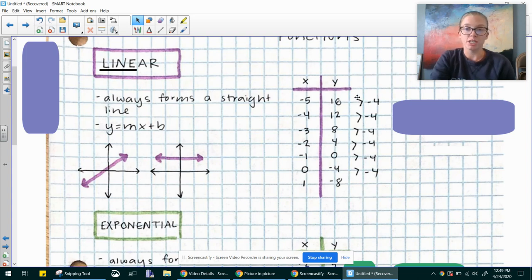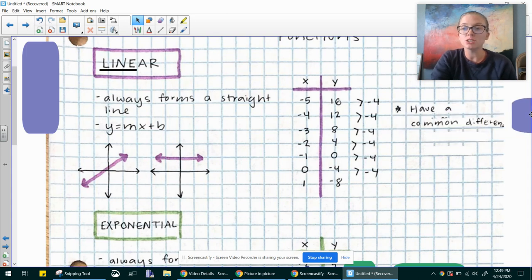For a linear function, we can tell from a table that it's linear if it has what is called a common difference. A common difference is when we can add or subtract the same number every single time down the y part of our table to get the next number. In this case, we're subtracting 4 every time. If we were adding or subtracting the same number, it would be a common difference, and it would be a linear function.